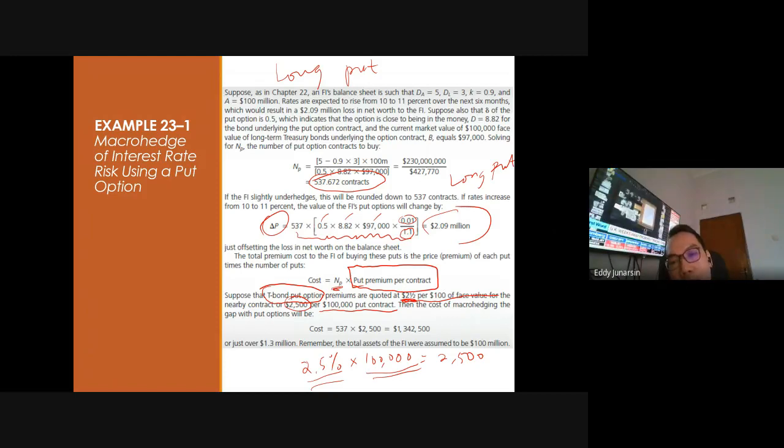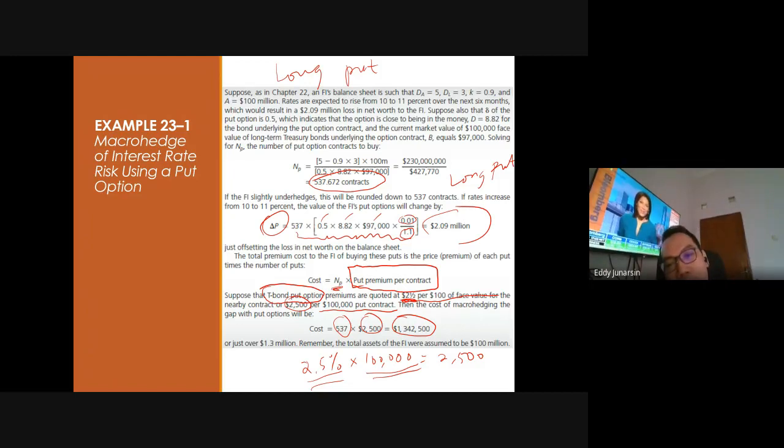Once again, the option premium or the option price would be 2,500 per contract, and you are taking 537 contracts. So the cost of the long put is 1.3 million. See, it's not that cheap, right?